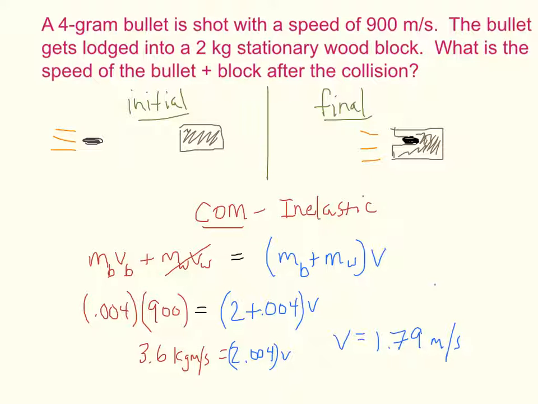Now compare that to the initial speed of the bullet, 900 meters per second. It is significantly slower, and that makes sense because the bullet has a much smaller mass than the block.